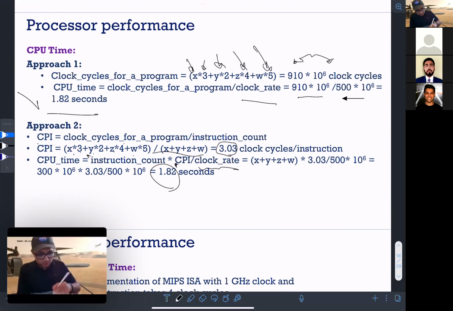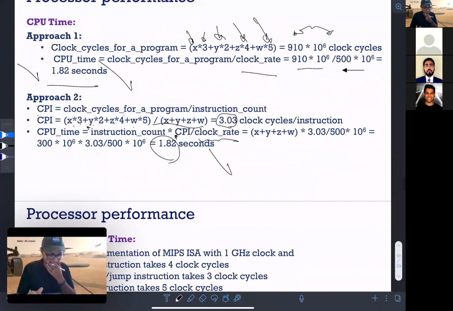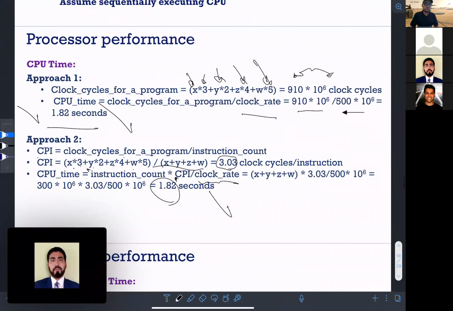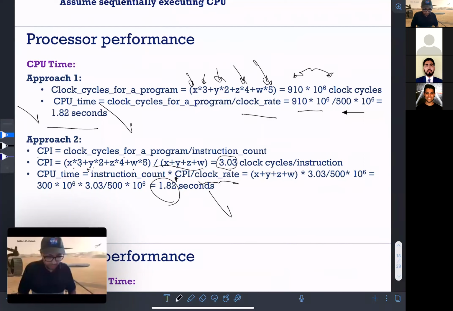So you can solve it this way, you can solve it that way. Does that make any sense? Okay, sounds good. Now, let's play a little bit. Actually, sorry, I did have a question. You can have 2 questions. Go ahead. Just so that I understood correctly, when you were calculating the CPI of 3.03, you just took the 3 clock cycles, the 2 clock cycles, 4, 5, and you divided it by 5. Is that right? What's divided by 5? What do you mean?